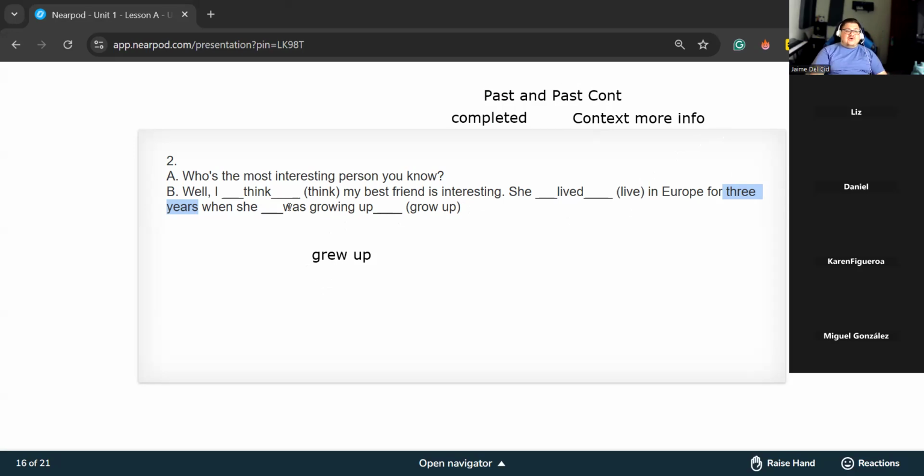So, even though I think it works here, the word grew up, algunos de ustedes usaron el simple past aquí y lo usaron aquí también. I think it works in both ways, but I think it's even better when we connect the use, right? So it's to provide some context or to provide some more info. And to completed actions, we use the simple past.